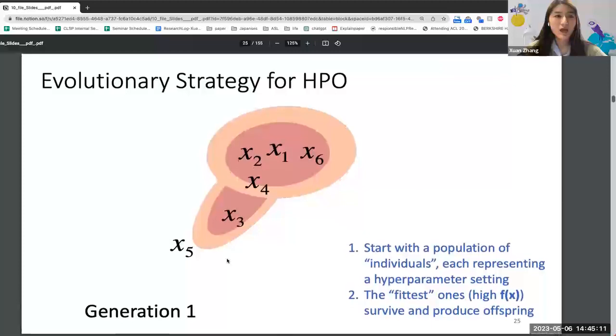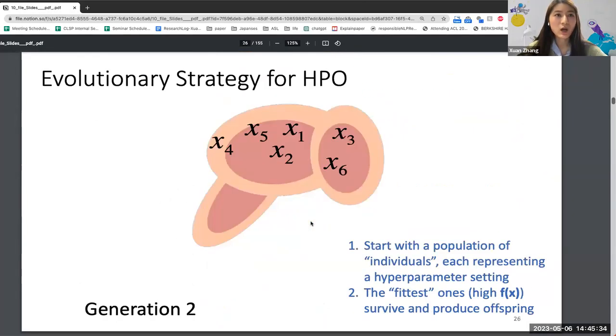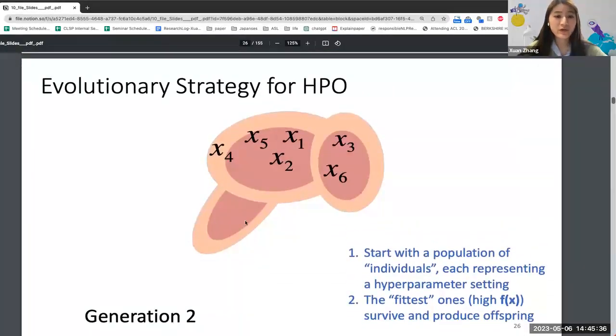Okay. And in the next generation, we might sample 6 new points. After evaluating their performance, let's see, X1, X2, X6 are the best, and we'll build a new search distribution over these 3 points and sample from it. And we continue this process until we are satisfied with the results or reach our budget.